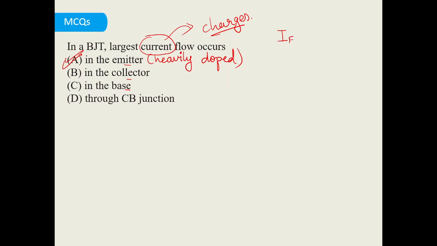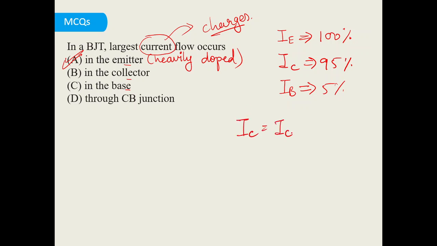I told you about the emitter current. In the explanation theory, if the emitter current is 100%, the collector current is 95 percent, and the base current is around 5 percent, right? Such that emitter current IE is equal to collector current IC plus base current IB. So option A is correct.